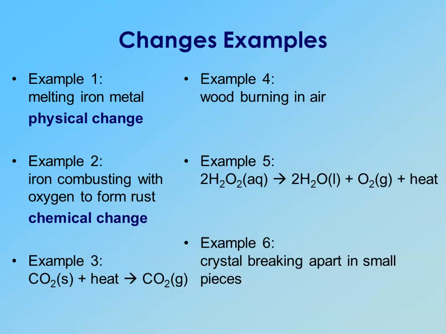In example 3, we have dry ice. CO2 is a solid that has had heat applied to it to allow it to become a gas. It's still CO2, it's just changed its form. So that is an example of a physical change. When wood is burned, you cannot get that wood back. You have produced carbon dioxide along with water and other trace gases that have formed from the impure combustion or incomplete combustion. That would be an example of a chemical change.